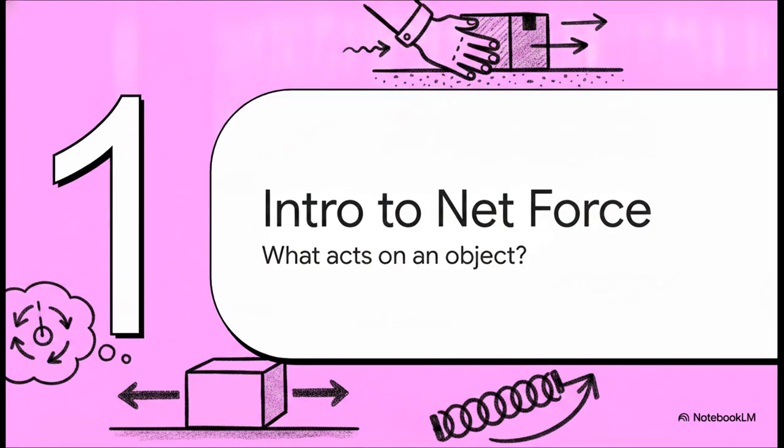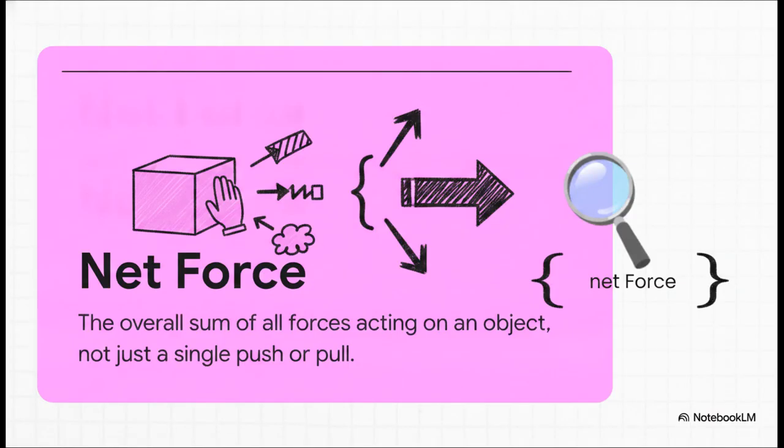Starting right off with Section 1, Introduction to Net Force. What acts on an object? So before we start crunching any numbers, we really have to ask ourselves, what is actually pushing or pulling on our object? This brings us to net force. In the real world, things rarely get just one single push. You might have gravity pulling down, friction scraping back, maybe you're pushing forward, all at the exact same time. The net force is the overall sum of all those forces combined. You absolutely have to combine every single individual push and pull to find the true final force that's actually going to change the object's motion.